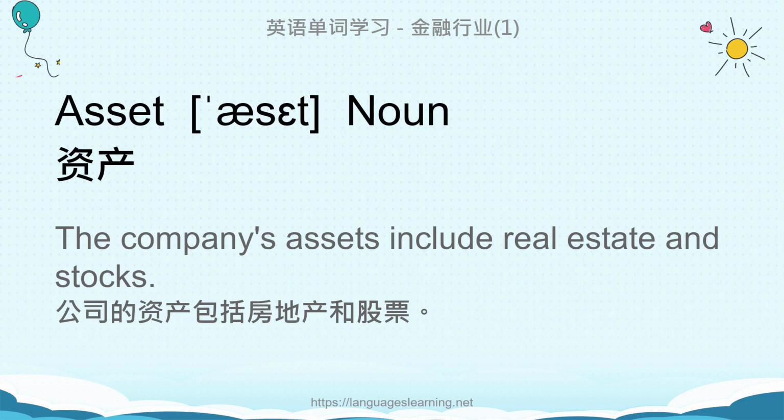Asset. The company's assets include real estate and stocks.